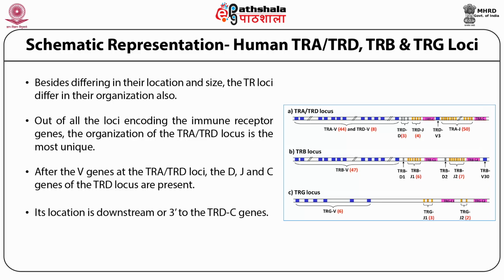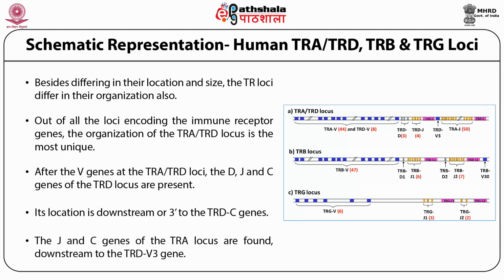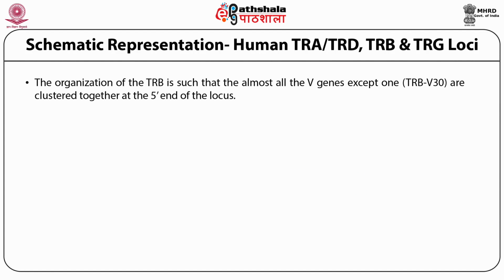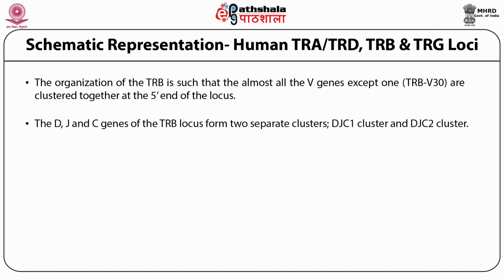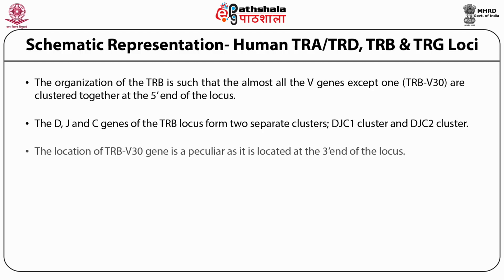Its location is downstream or 3' to the TRD C genes. The J and C genes of the TRA locus are found downstream to the TRD V3 gene. The organization of TRB is such that almost all the V genes except one, which is the TRB V30, are clustered together at the 5' end of the locus. The D, J and C genes of the TRB locus form two separate clusters, DJC1 cluster and DJC2 cluster. The location of the TRB V30 gene is peculiar as it's located at the 3' end of the locus.